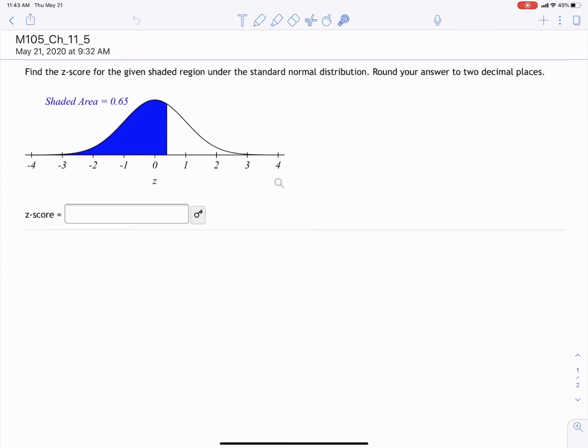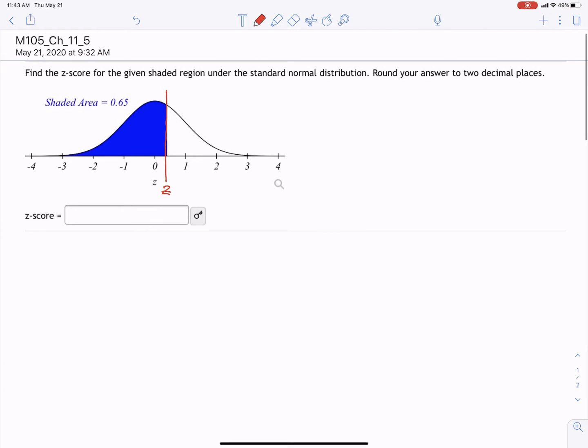Hi, so in this example, we're actually going to be given the area of a portion of a normal distribution curve and find the z-score that corresponds to it. So if I drew a line here where the area shaded ends, it's about here. And we're going to find the z-score that corresponds to it. Now, the only thing that we're used to is we're usually given a z-score and we find area. In this case, they're giving us the area and we have to work our way backwards.